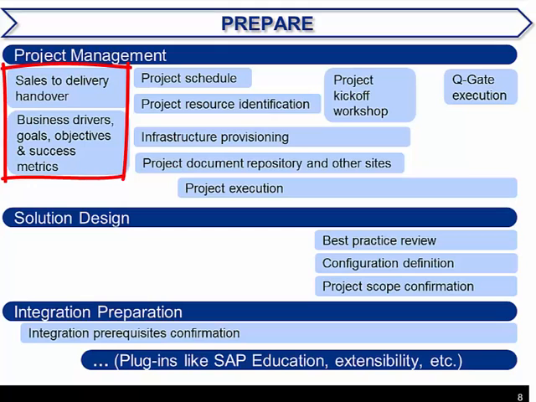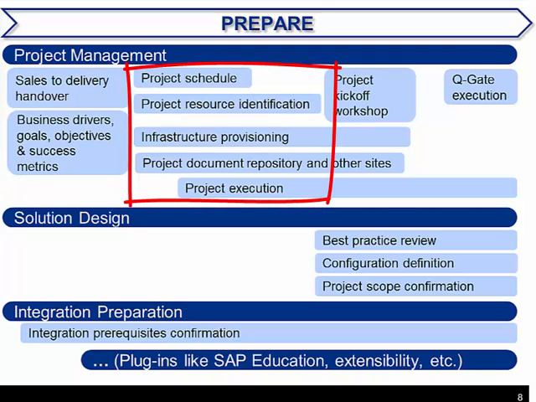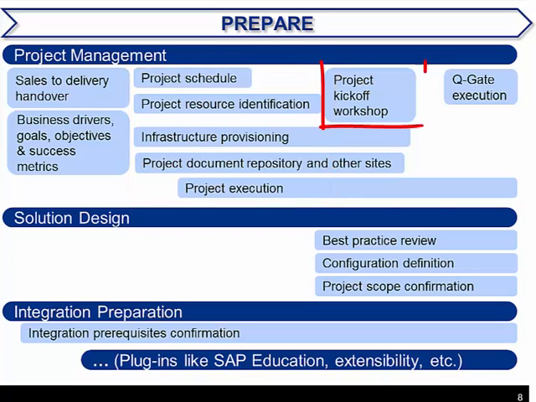The deliverables for the project management stream begin with the handover from the sales team to the services delivery team. The 2 teams work together to review the SOW scope, the business drivers, goals, objectives, and any relevant success metrics. Then the project manager works with the customer to finalize the project schedule, identify project resources, procure tenants, create the project document repository, and initiate the project status calls and reports. The project is formally kicked off with the entire team via a workshop that may be held remotely or on site.